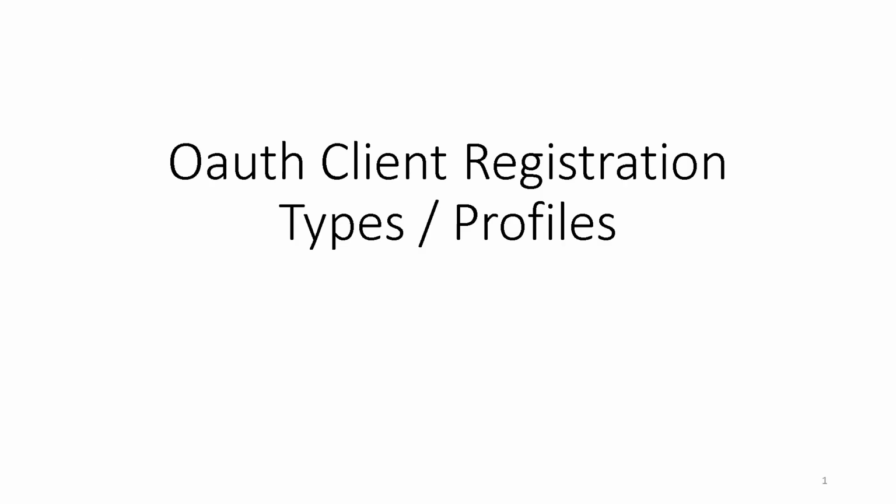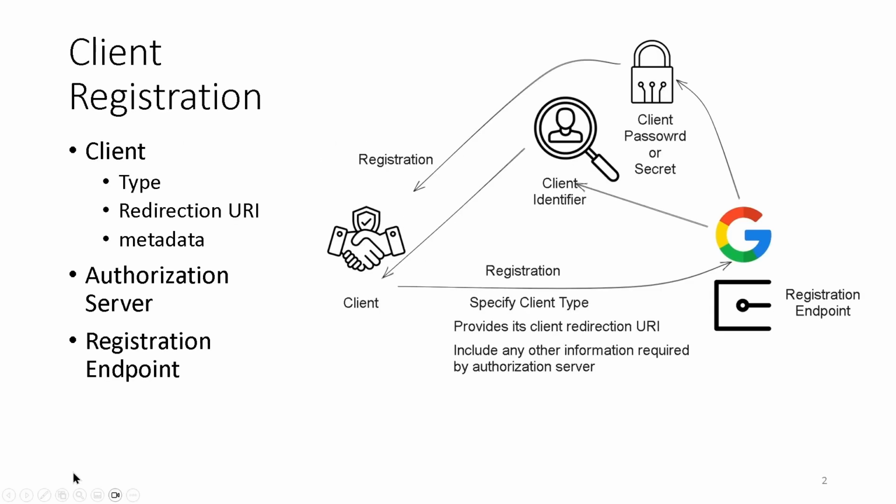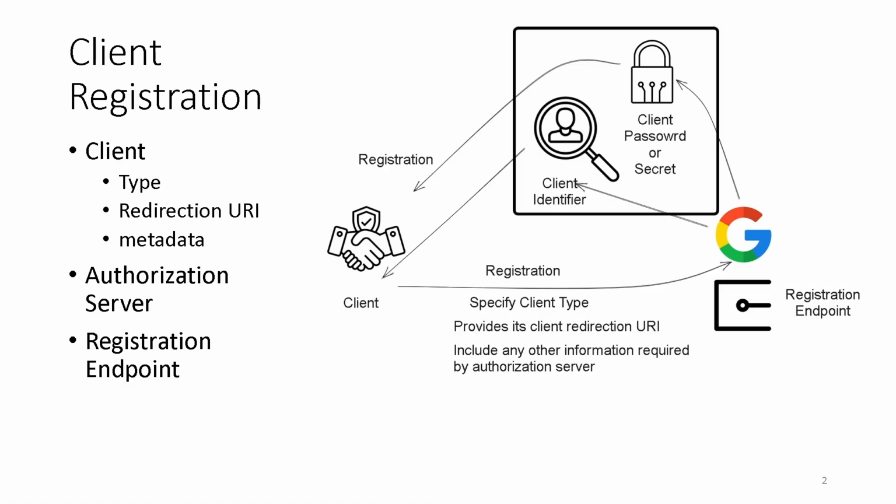In this lecture, we will explore the client registration as well as client types and profiles. We will first talk about the registration process. The client is the application that requests access to protected resources on behalf of the resource owner. The client registers with the authorization server by providing its client type, redirection URIs, and other metadata. The client receives a client identifier and optionally a client secret from the authorization server after successful registration.